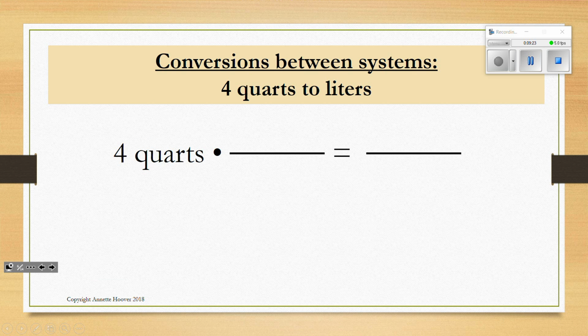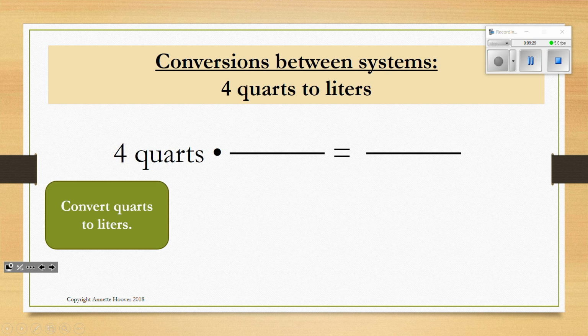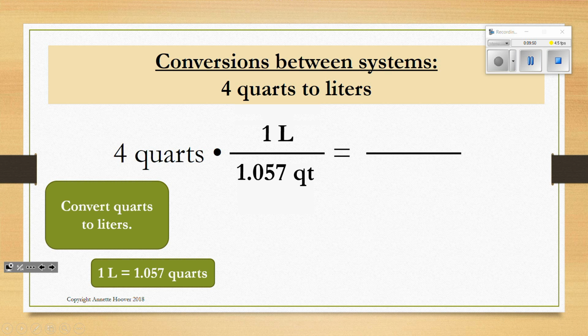Convert 4 quarts to liters. Again, you're going to have to look at your common conversion chart to see what we have here. We know that 1 liter is about 1.057 quarts. So again, since 4 quarts is by itself, we know that it's on top. So when we use this conversion and set that as a ratio, the quarts is going to have to be on the bottom. So we put 1 liter is equal to 1.057 quarts.